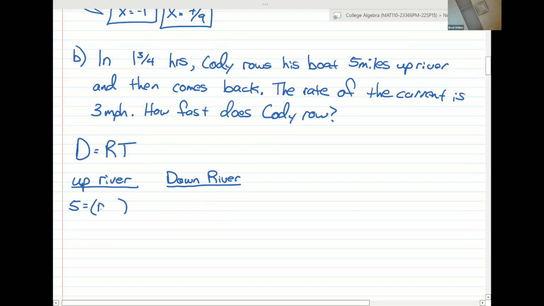Exactly right. Upriver would be r minus 3 times however long it takes to get up there. That's exactly right. That's the hardest part. Going down the river, it's the same 5 miles, but you're adding 3 to his rowing speed. And I have no idea how long that's going to take.